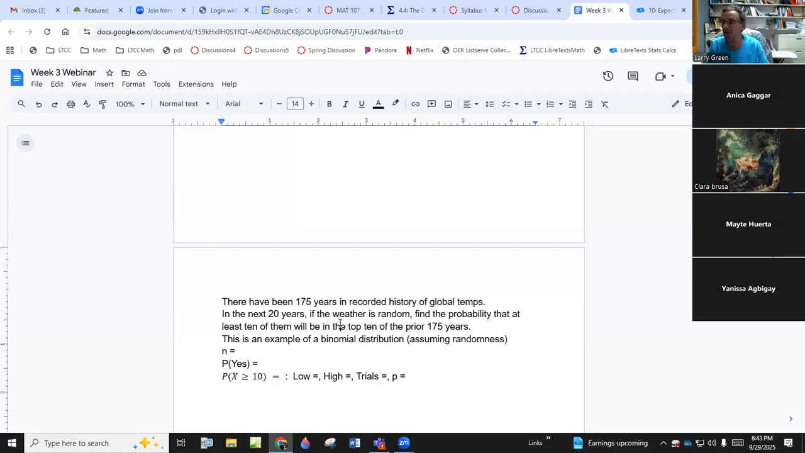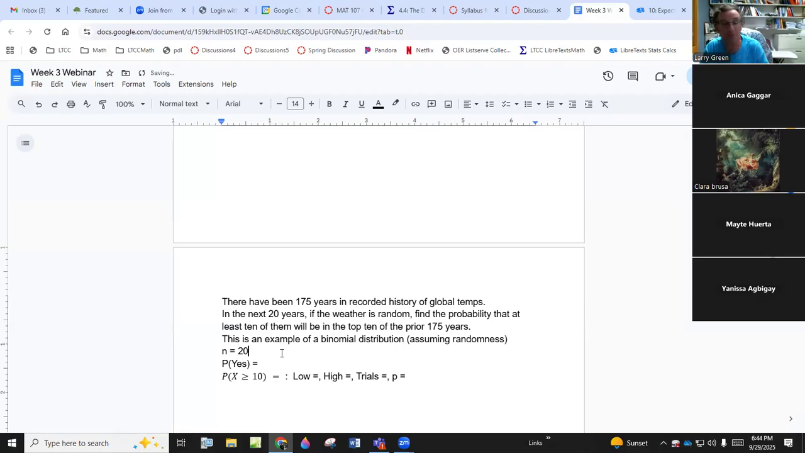Any questions on this? We're assuming that everything is random. There's nothing special about the last 10 years compared to the rest of the 175 years. It's just randomly looked at. So what you need to do is come up with a bunch of things. What's n in this case? It's easy if you know what to look for. There's no calculation to do. You just have to read it.